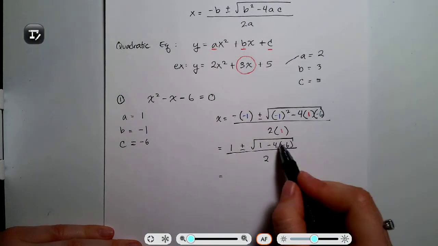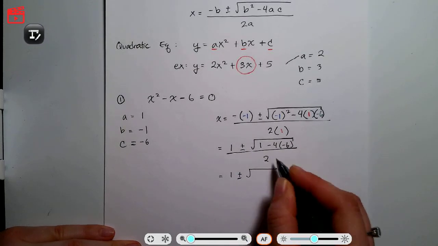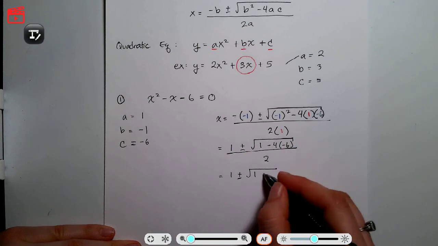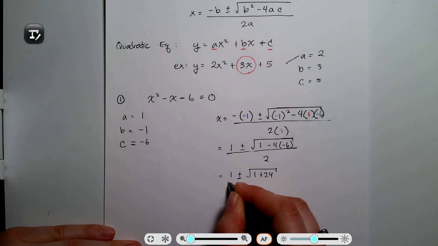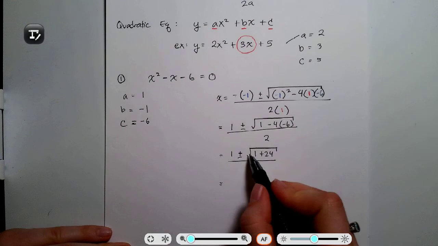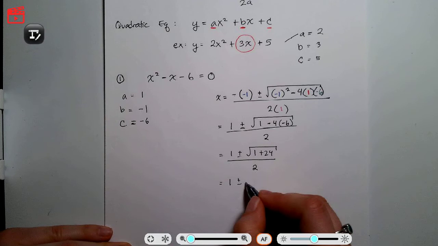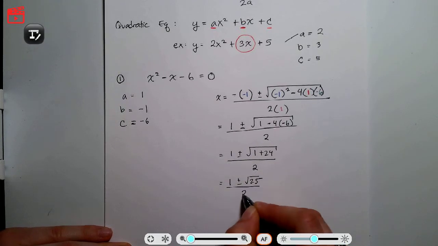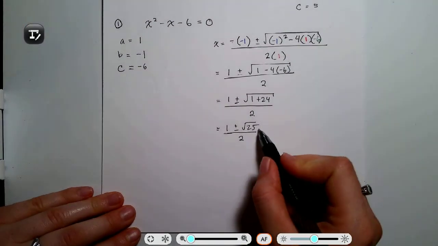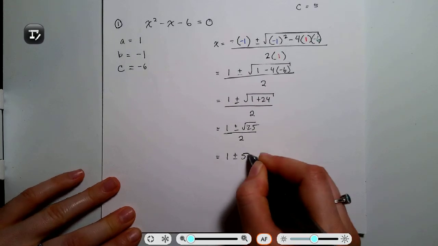Okay, let's see. We're going to go ahead and simplify more inside the square root. 1 plus or minus the square root of 1. -4 times -6 is going to be positive 24. All over 2. Okay, simplifying further. A lot of the times you end up simplifying inside the square root quite a bit. 1 plus or minus 1 plus 24 is 25. All over 2. Okay, still simplifying. Here we go. What is the square root of 25? That's 5, right? So this is 1 plus or minus 5 over 2.